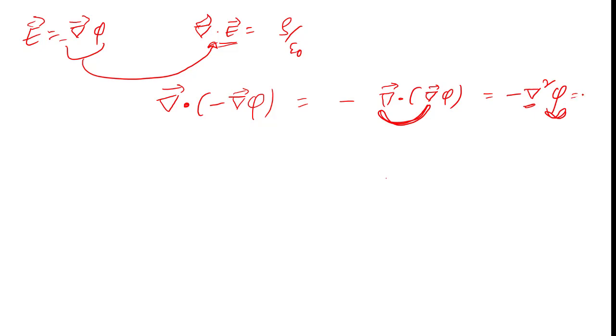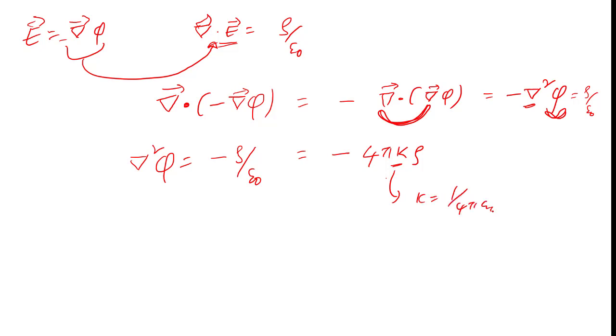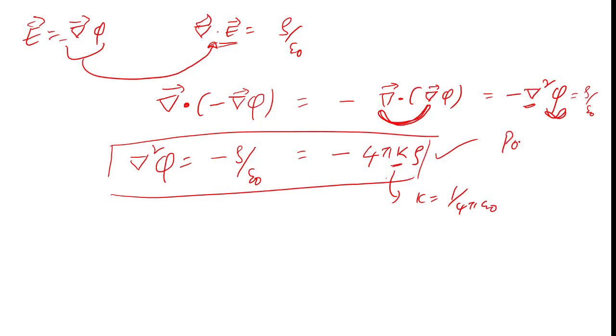So this should be equal to rho by epsilon naught, or del square phi is equal to minus rho by epsilon naught. This sometimes is written as negative 4 pi k rho, where k is essentially 1 by 4 pi epsilon naught. So sometimes it's also written like this. Now this is called Poisson's equation. So this is Poisson's equation.